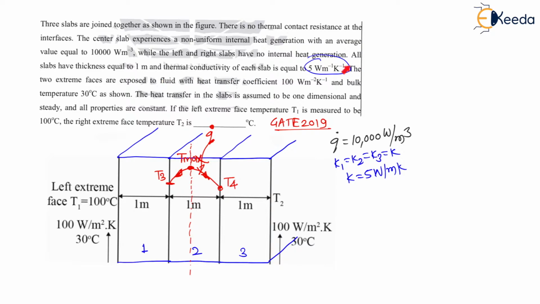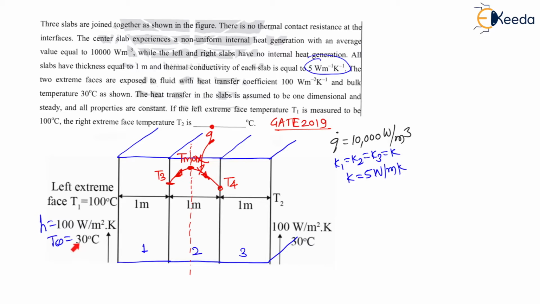Then the two extreme faces are exposed to fluid with heat transfer coefficient 100 watt per meter square Kelvin and bulk temperature 30 degrees Celsius as shown. Now my dear students, here both sides, two extremes, that is the left extreme face is subjected to the convective heat transfer coefficient h of 100 watt per meter square Kelvin, as well as the fluid temperature T infinity is 30 degrees Celsius.